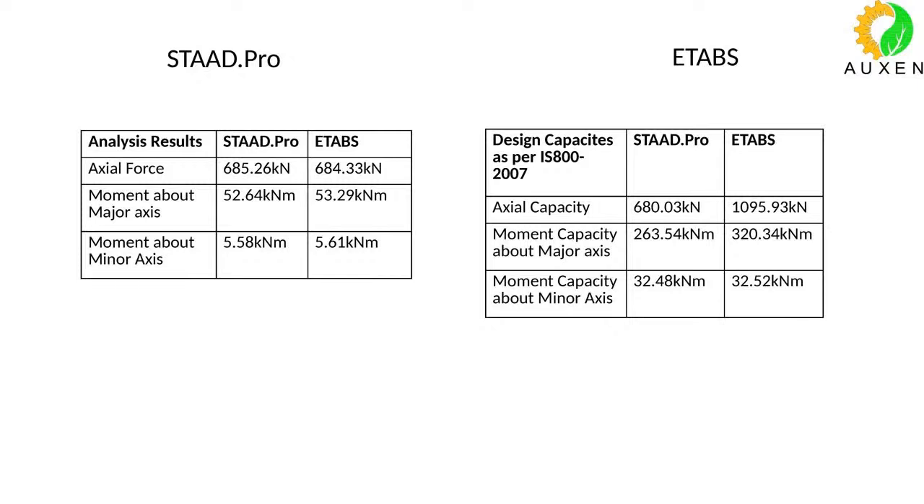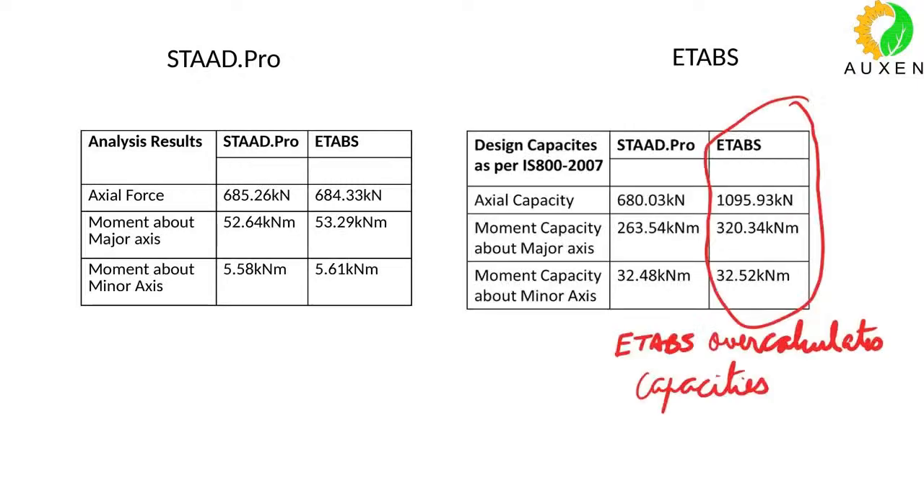But now when we go to the design capacities, you will notice one thing, that STAAD is calculating an axial load carrying capacity of 680 kilonewtons, but ETABS is calculating an axial load carrying capacity of 1095 kilonewton. Same column, remember, same cross section, same column, same length, everything is same. But ETABS is calculating axial carrying capacity of 1095 and STAAD is only calculating it at 680. If you look at the moment carrying capacity, 263.54 as per STAAD. Again, ETABS seems to be calculating the capacity as more. About the minor axis, both are giving me same values. So ETABS is over calculating the capacities.